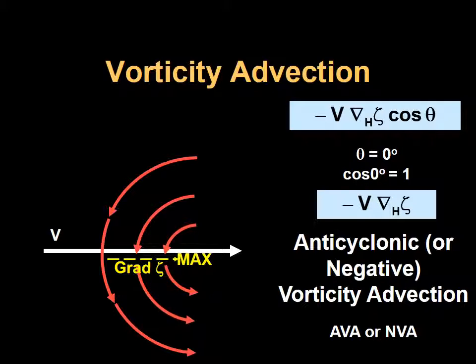This is on the west side. The wind is blowing from the west to the east, and you can see that the gradient in vorticity is pointing towards the maximum. The angle is very small. It's 0. So the cosine of 0 is 1. If I stick 1 in there, I get a negative number for that value. A negative means that it's negative vorticity advection, and we also call that anticyclonic vorticity advection. We'll leave it at negative right now, or NVA.